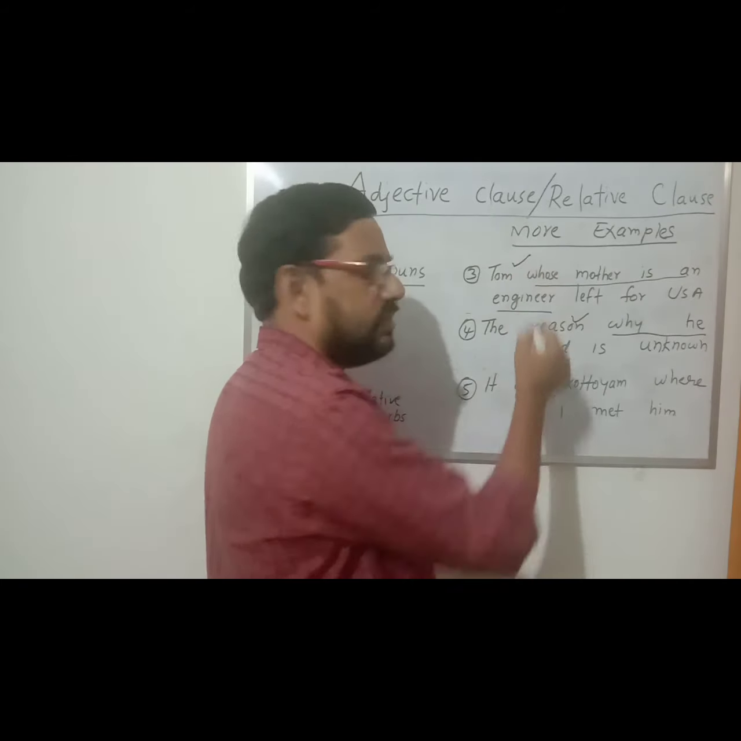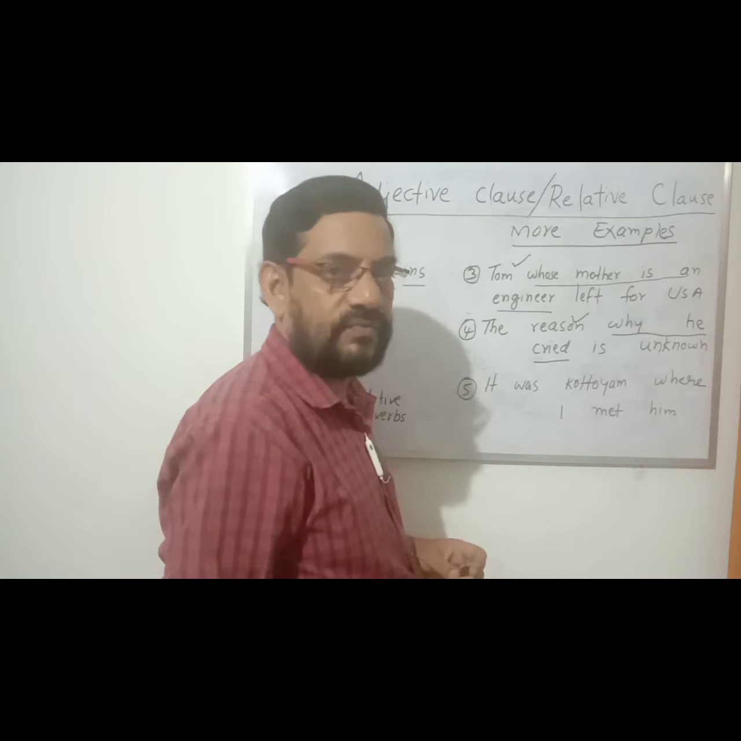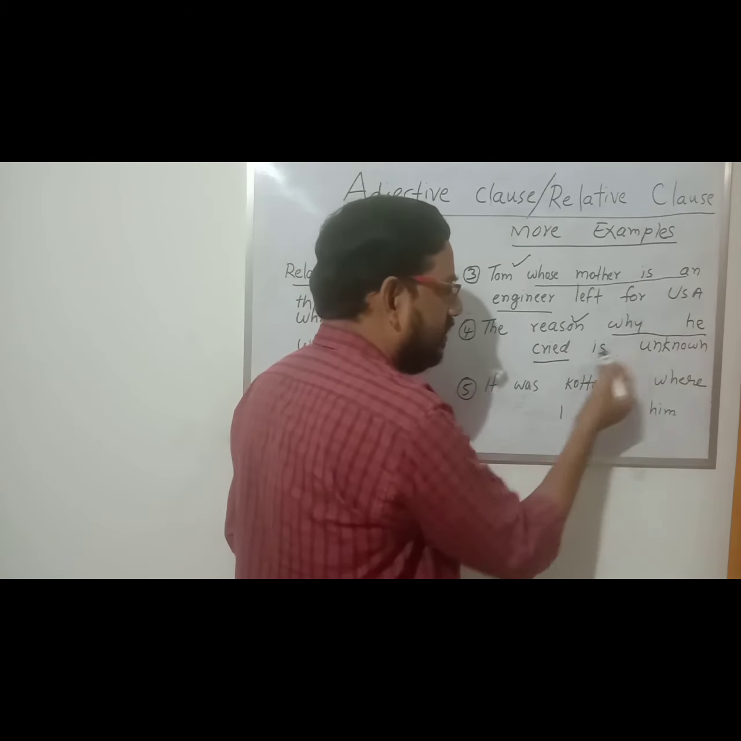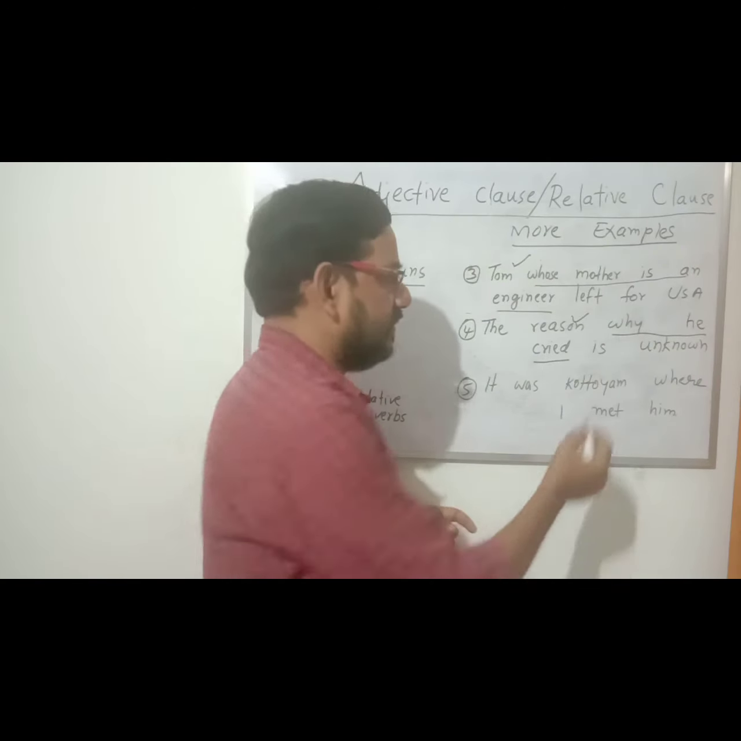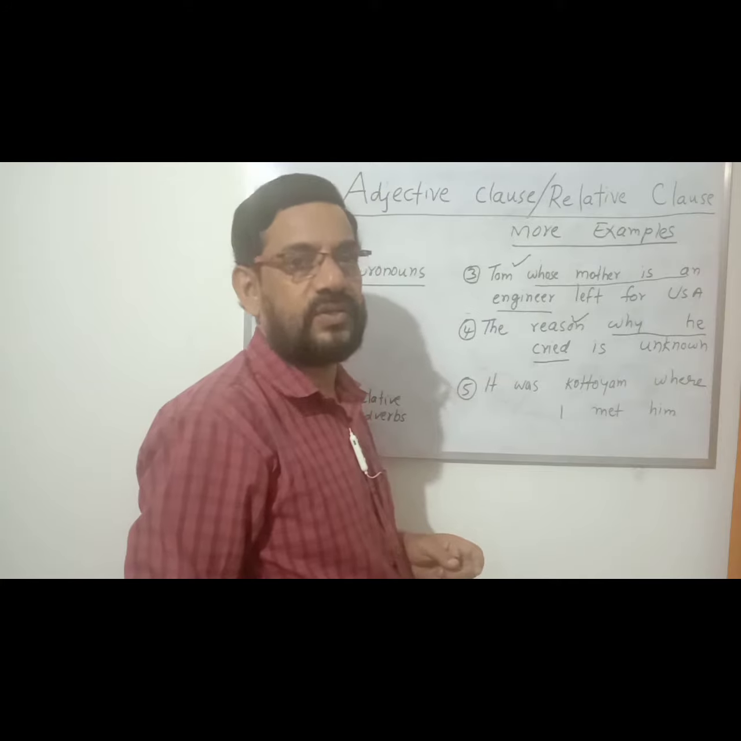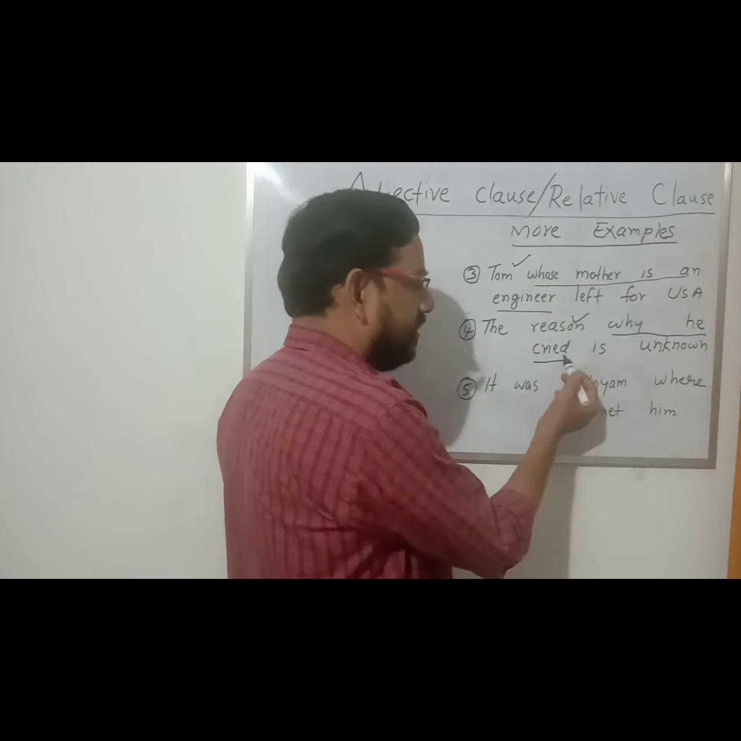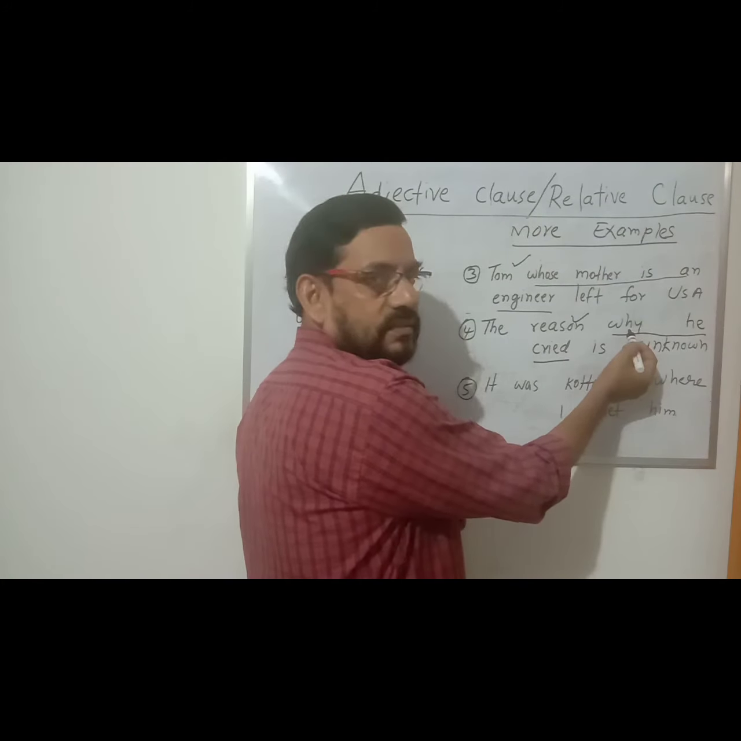Just like Tom is a noun form, as in the second sentence, reason is a noun form. This noun reason is modified using why he cried. What type of reason, why he cried, is unknown. Unknown means not known. We don't know why he cried. So why he cried is an adjective clause and it is started with why.